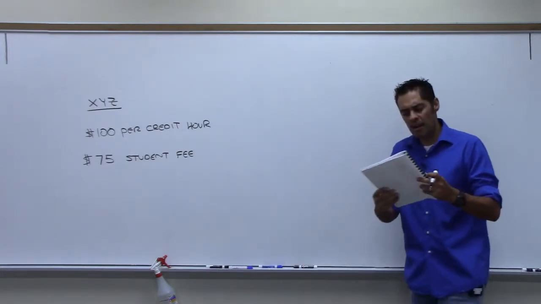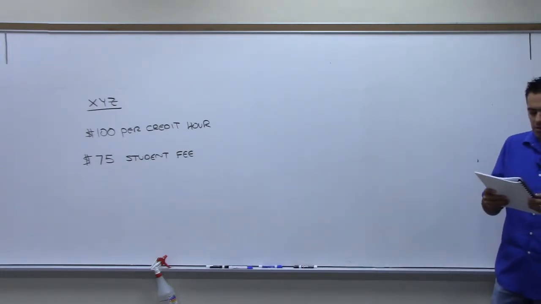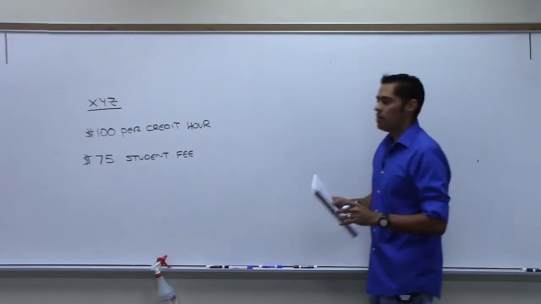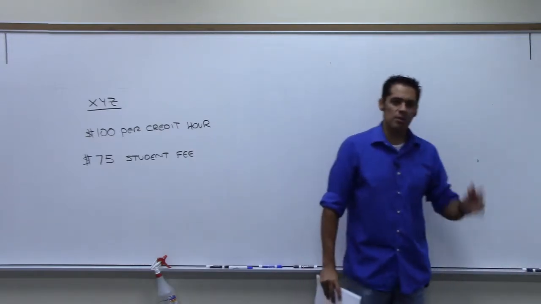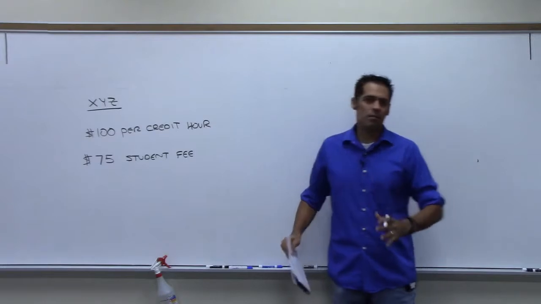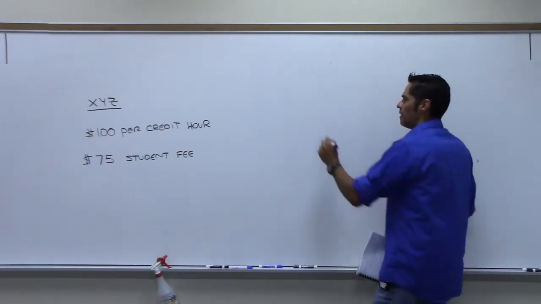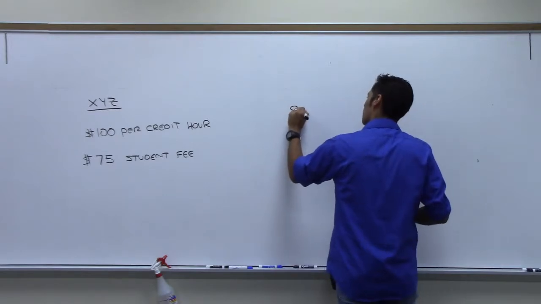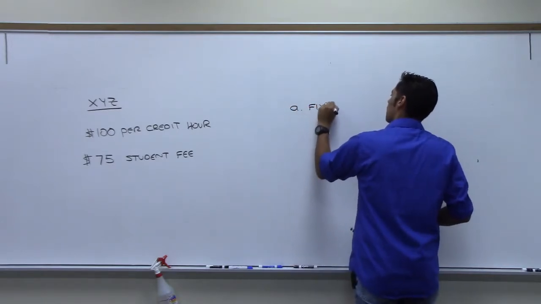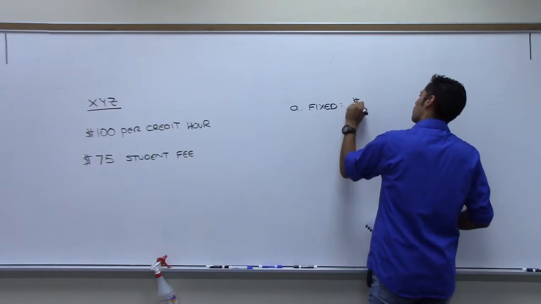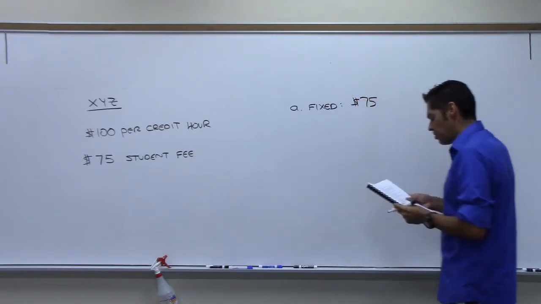What is the one-time charge or fixed cost? So the student fee, right? No matter what, if you take 12 hours, 9 hours, 6 hours, doesn't matter, you have to pay the $75 student fee. So our fixed cost is $75.